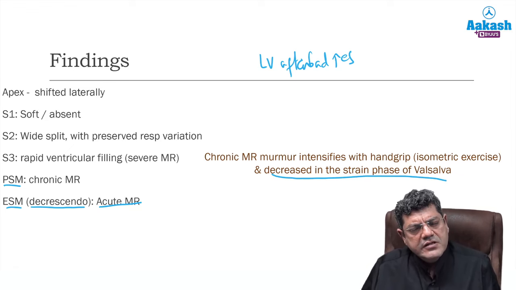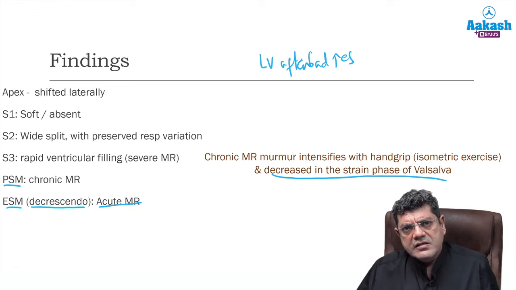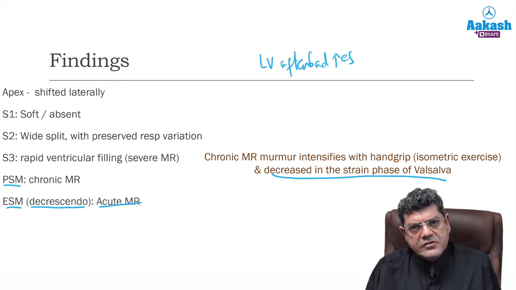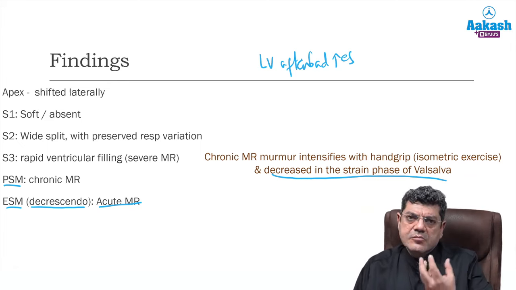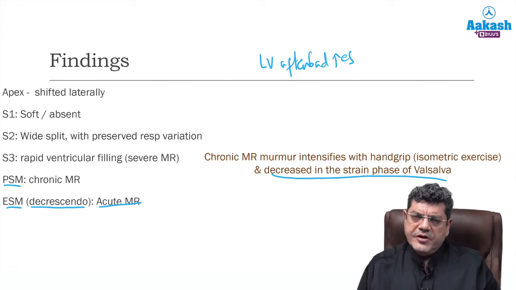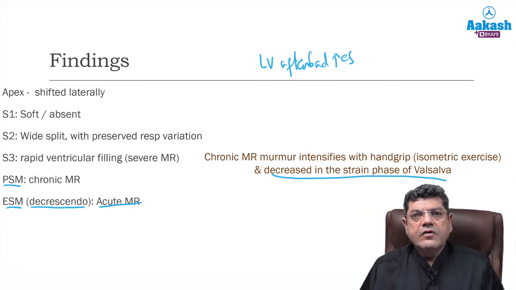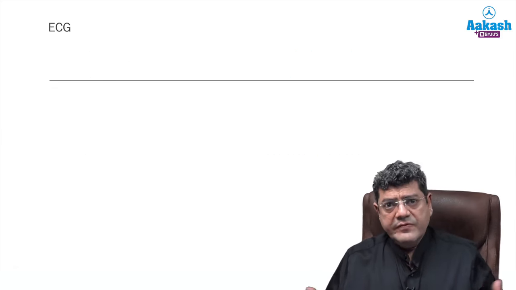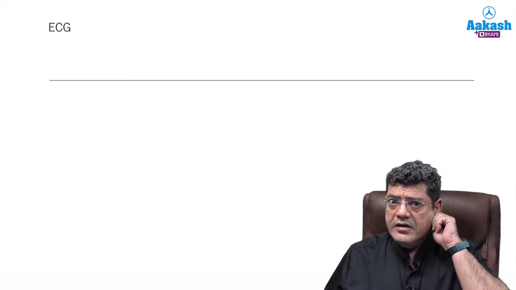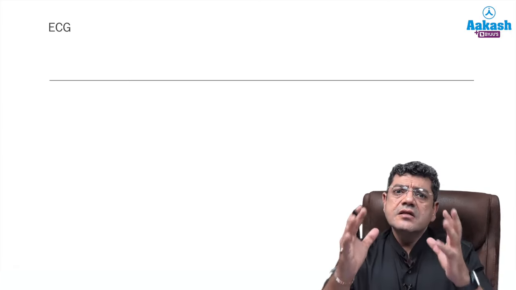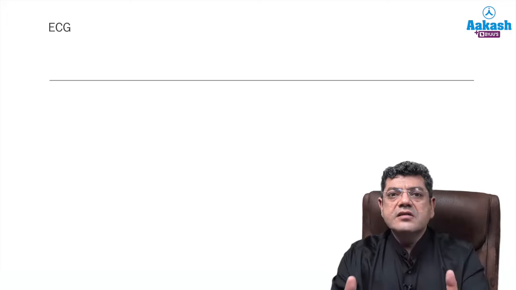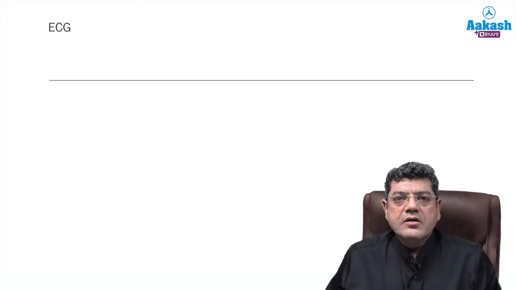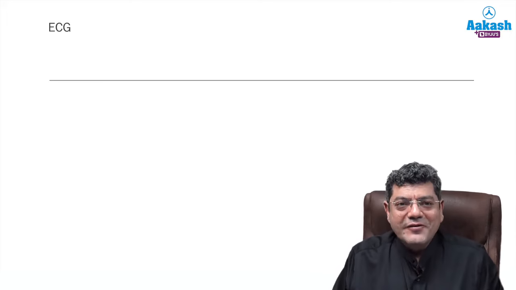Why would it decrease in the strain phase of Valsalva? Because in this phase, when there is highly positive intrathoracic pressure, the venous return from the lung would reduce, right? Okay. Important facts, they would ask you this. Will it increase or decrease? And these are the things that you tend to forget. And this is the reason we are doing this marathon for NEET PG 2024.